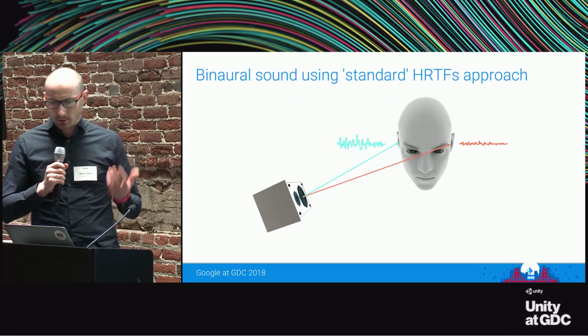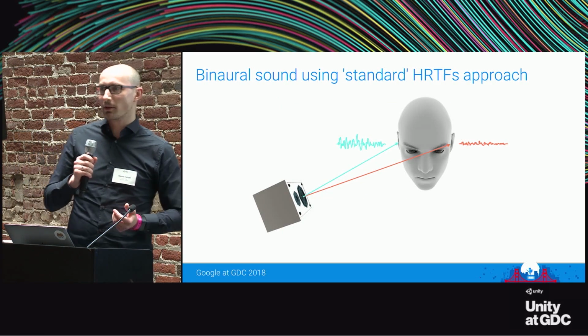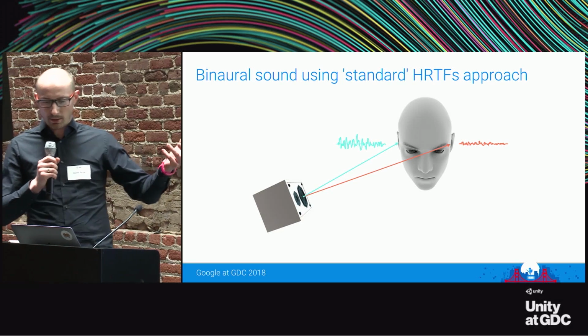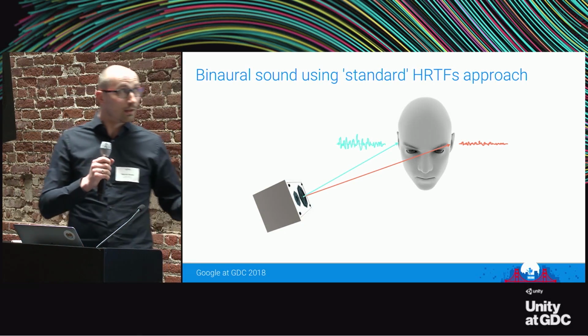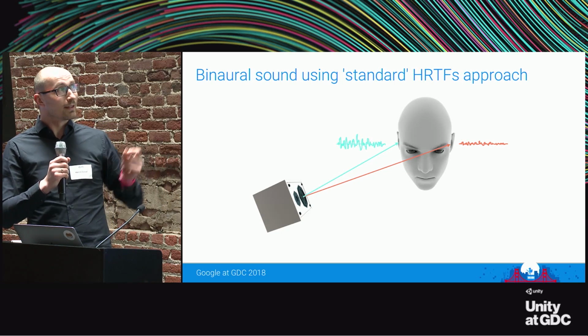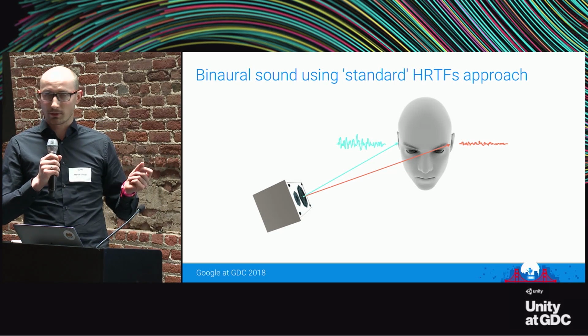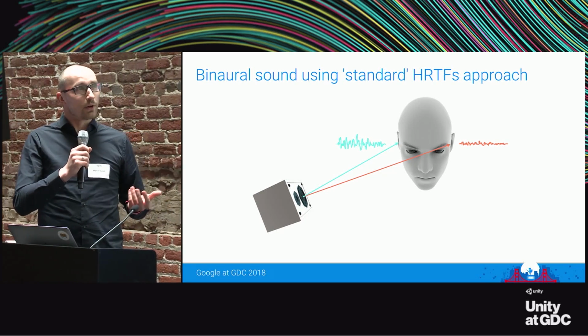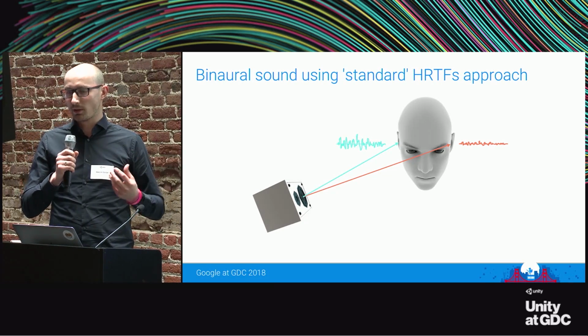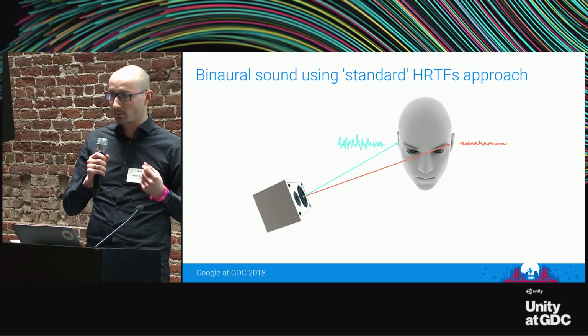Traditionally, to create a binaural source, we basically take an audio signal associated with a source, and we process it with a set of head-related transfer functions, or HRTFs in short. And these transfer functions basically fully describe the acoustic path between the source and our head.